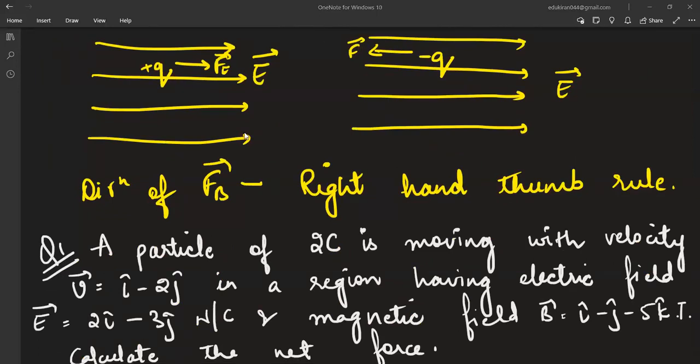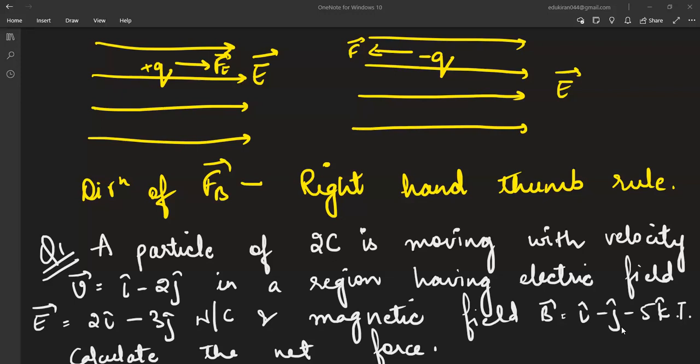All those who have written till here, meanwhile, note down the question and start with the solution. I'll discuss it. A particle of 2 coulomb is moving with a velocity V = I cap minus 2 J cap in a region having electric field 2 I cap minus 3 J cap. So you have velocity given in Cartesian form, and the electric field is also given with unit vectors. And you have magnetic field I cap minus J cap minus 5 K cap, and you have to calculate the net force. The charge is also mentioned.